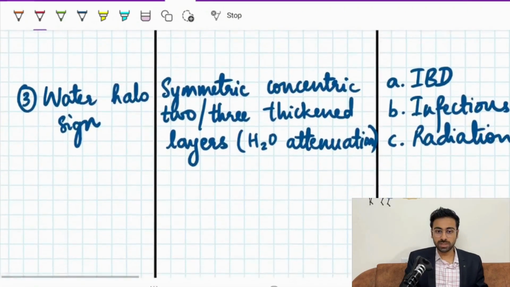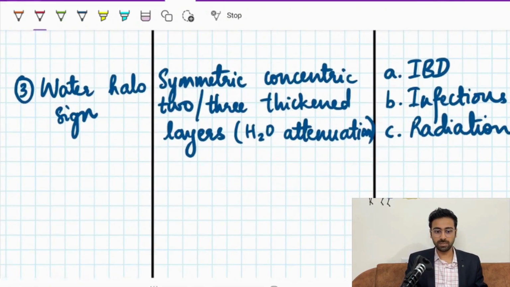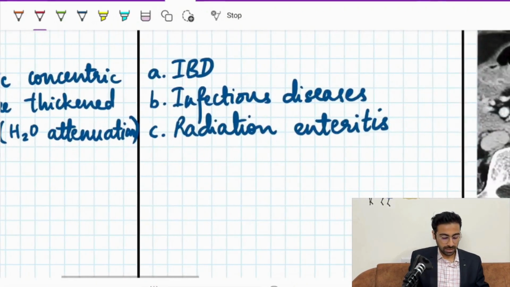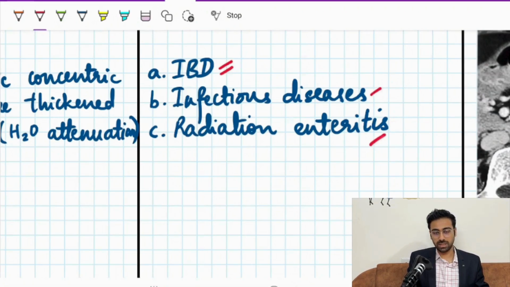Coming on to the next pattern of enhancement, that is water halo type. This is described as symmetric concentric 2 to 3 layers of thickened bowel wall that is stratified with water attenuation in between the layers. This is classically seen in inflammatory bowel disease, Crohn's and ulcerative colitis alike, infectious disease and radiation enteritis. Now all these diseases in their active stage demonstrate this type of enhancement.